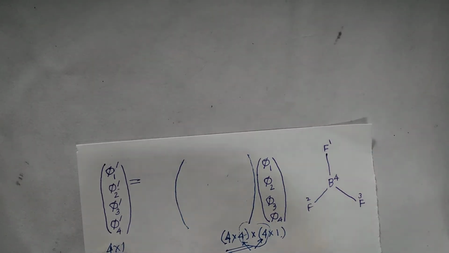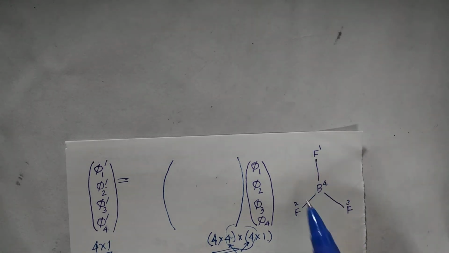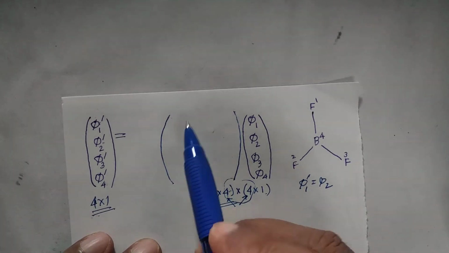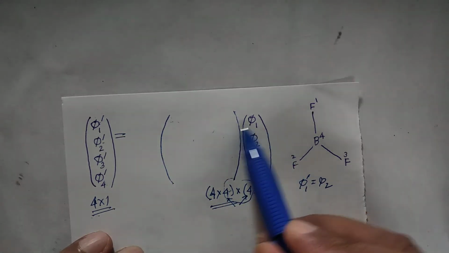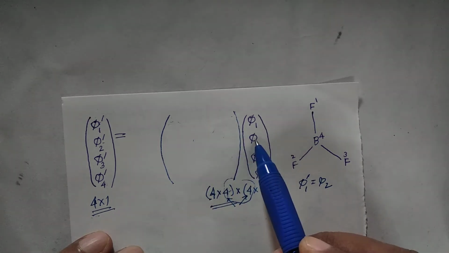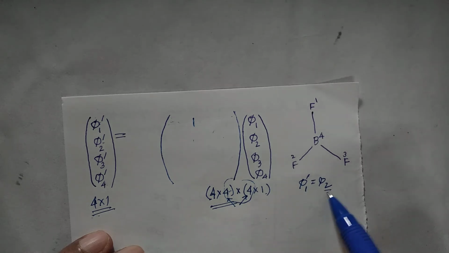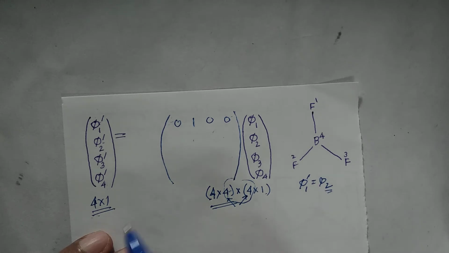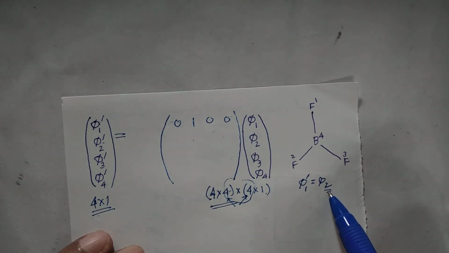Now I have redrawn the diagram here for convenience. Phi1 primed is phi2. We have the relation phi1 primed equal to phi2. So phi1 primed is on the first row. The first row should have 1 at the second position, because we need phi2 here. The other positions of this row should be 0. If we multiply this row by this column, our result will be phi2.